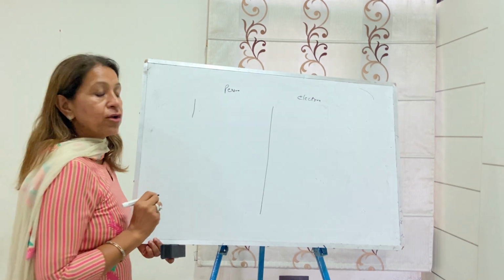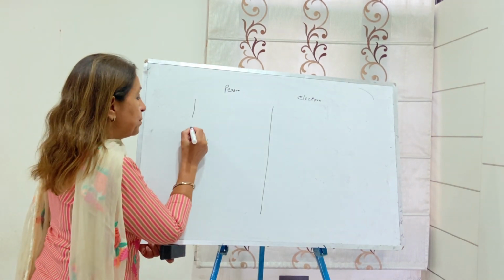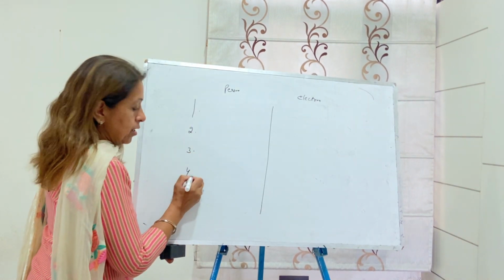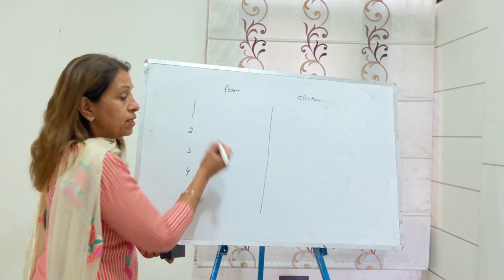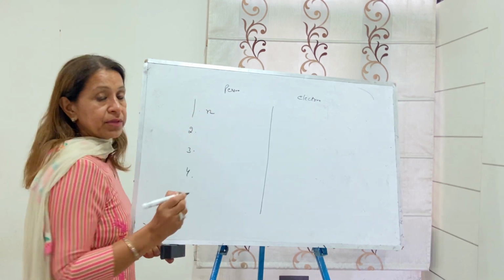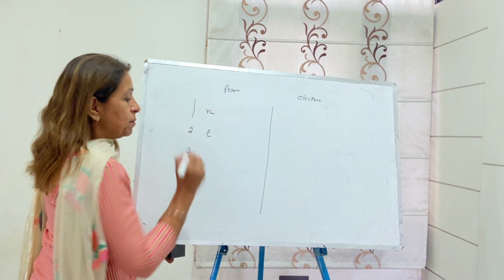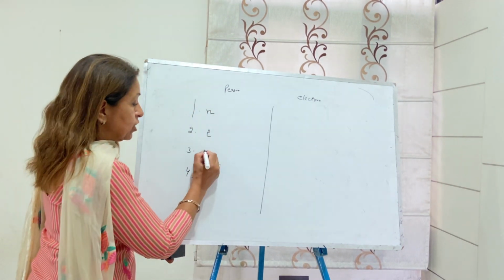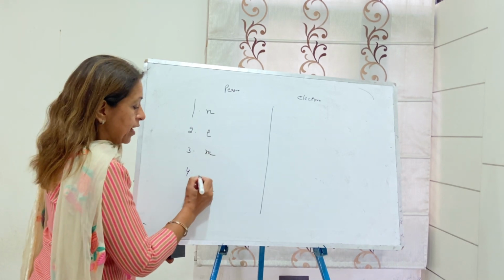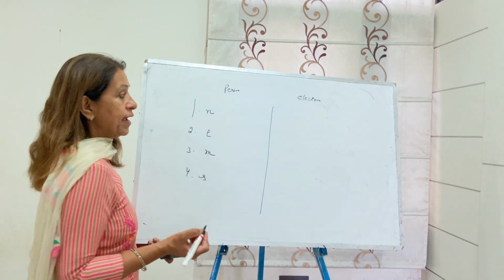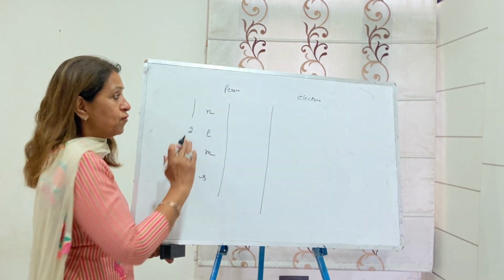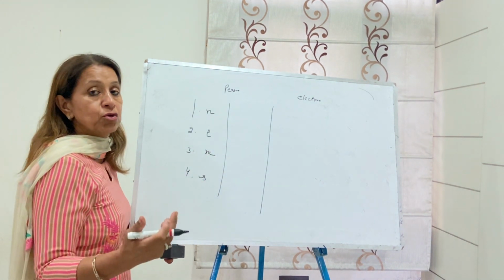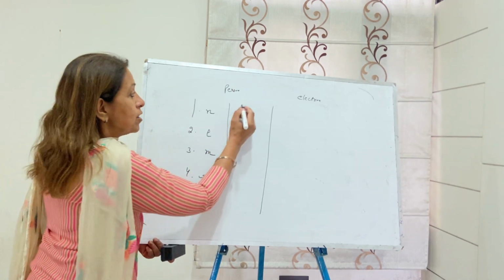Now there is one of the quantum numbers, that is the principal quantum number. There are 4 quantum numbers. The first is principal, represented by N, azimuthal represented by L, magnetic represented by M, and spin represented by S. Now students, I will write in detail later on. First of all, I want to share with you what is meant by the address.